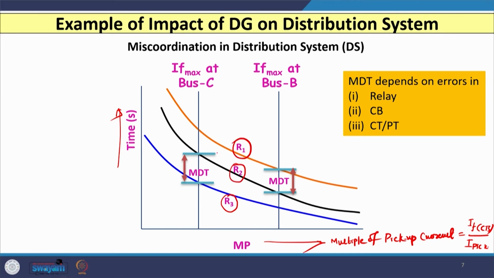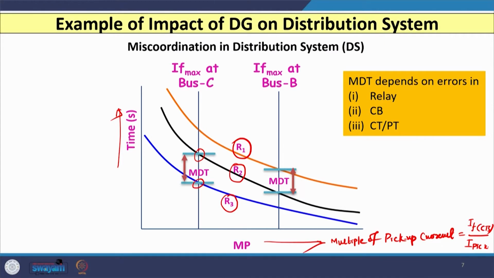I have shown the R1, R2 and R3 relay characteristics by 3 different colors, and you can see that the characteristic of R3 comes first, because we want relay R3 to operate first since it is connected near to the load, and as we progressively move towards the source, the R2 characteristic comes and then the R1 characteristic comes.